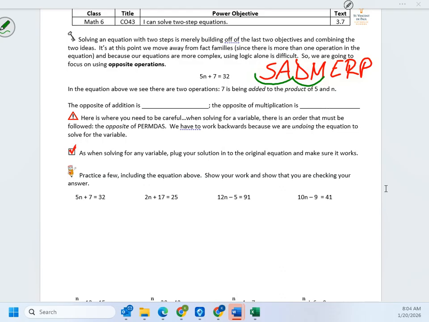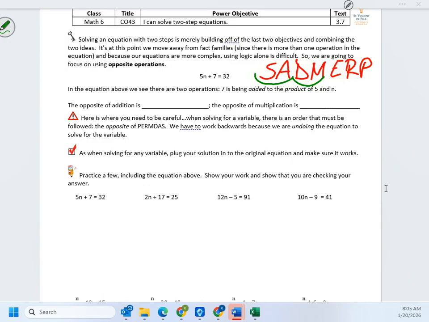Solving an equation with two steps is merely building off the last two objectives and combining the two ideas. It's at this point that we move away from fact families, since there's more than one operation in the equation, and because our equations are more complex, using logic alone is too difficult, right? So we have those three methods. You could ask the question, you could do the order of operations, or the fact family. This is the point where we get down to, nope, we all have to do order of operations now, because there's more than one step.